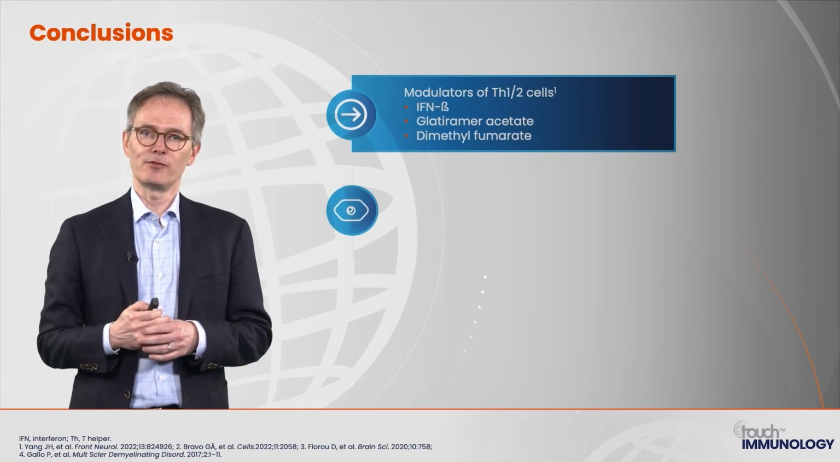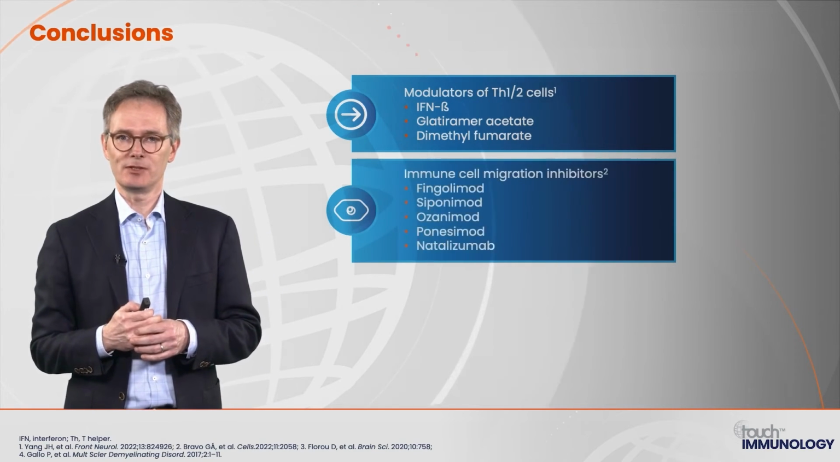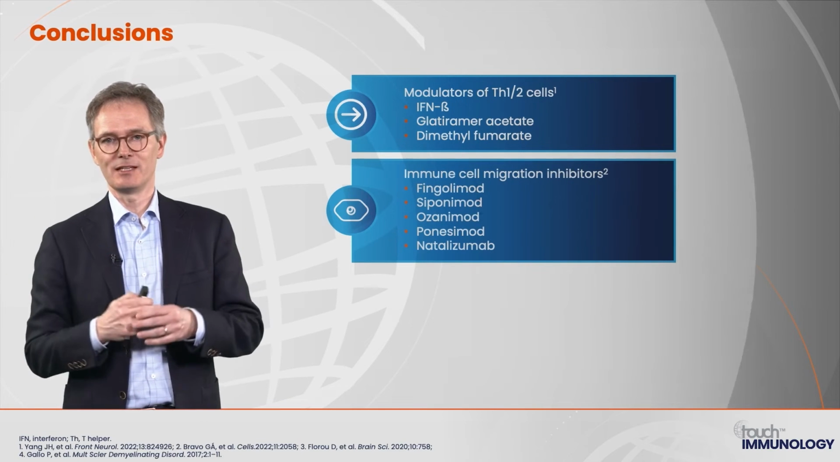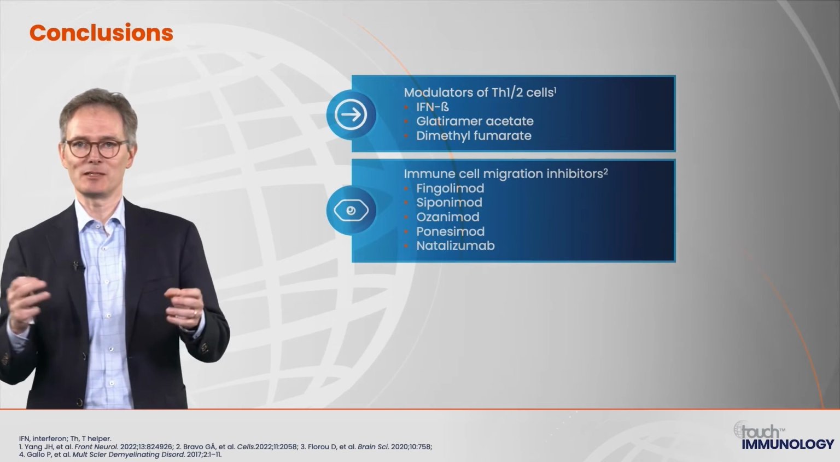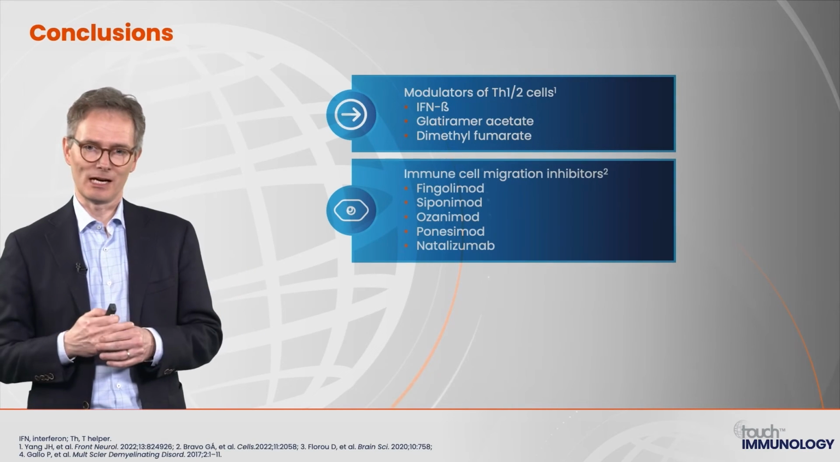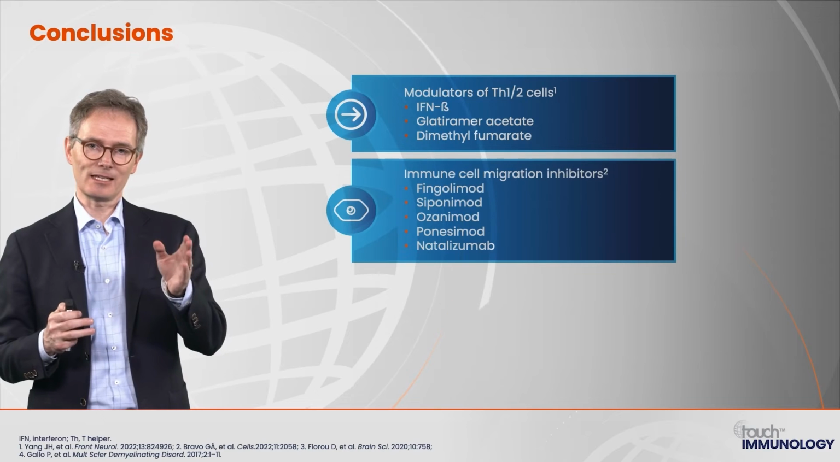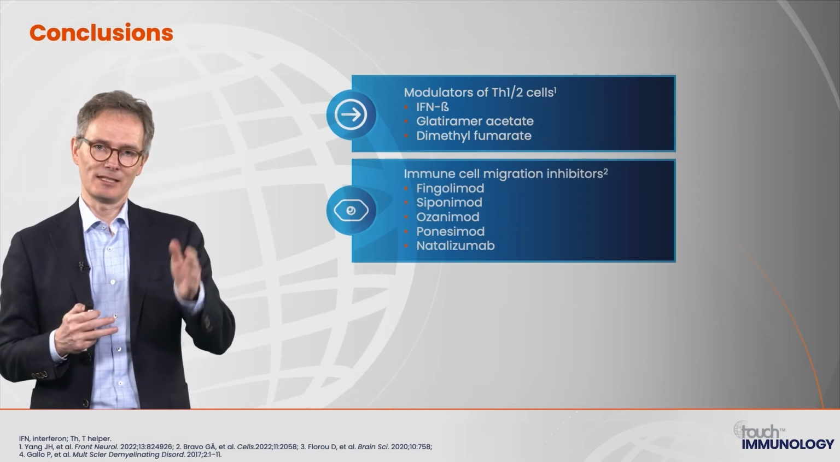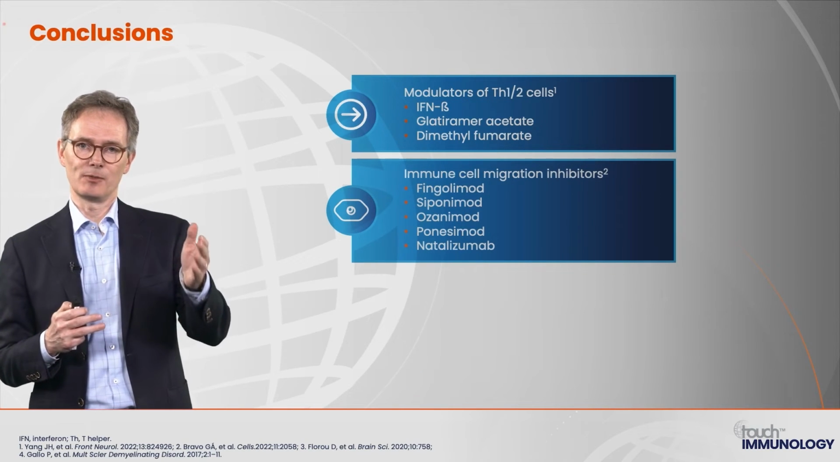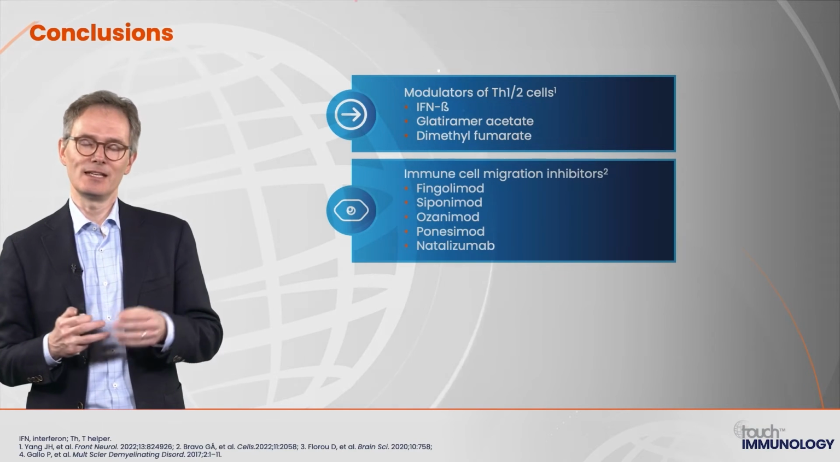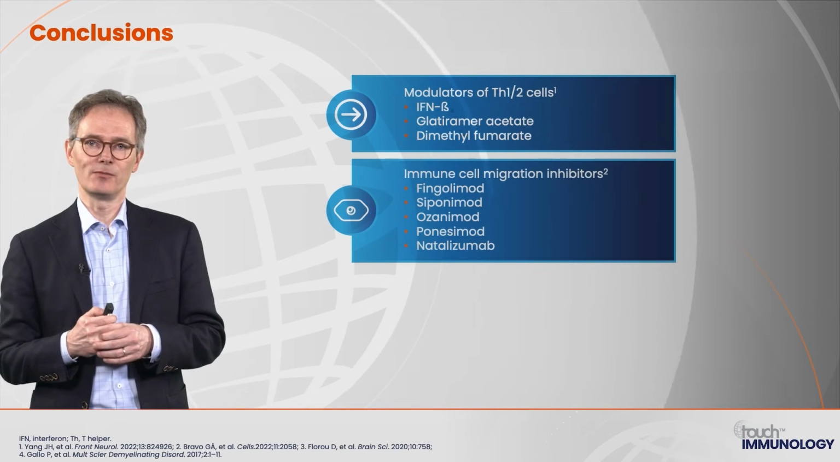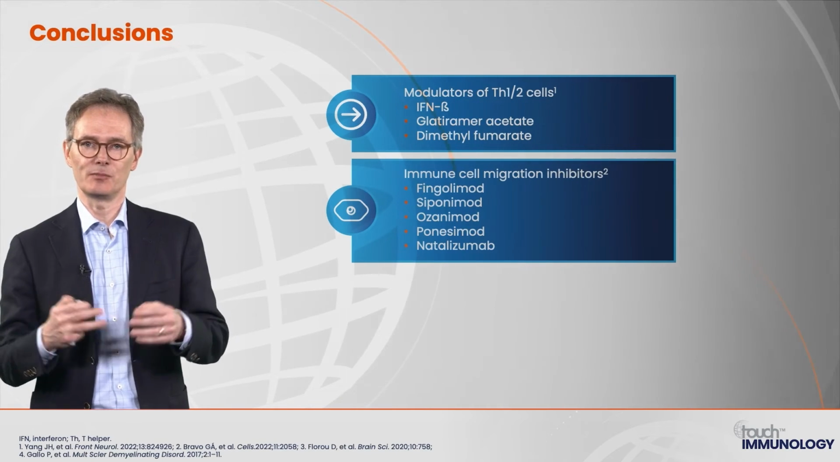Then there's this group of immune cell migration inhibitors. One group is the S1P receptor modulators like fingolimod, siponimod, ozanimod, ponesimod, so many of them are now on the market. They act on different receptors, and the binding leads to a reduction of surface expression of the S1P receptor 1, and this is important for lymphocyte egress, and therefore it inhibits infiltration of immune cells into the brain.